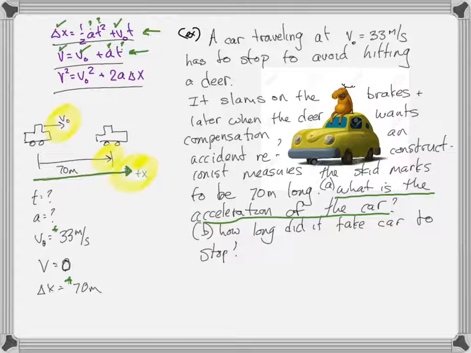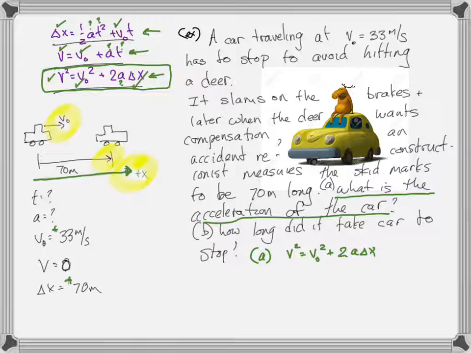But let's look at the third equation. I know v. I know v0. I don't know a, and I do know delta x. So it's one equation and one unknown. So the easiest equation to use to solve this problem is going to be equation 3. So to answer part A, I can take equation 3, v squared equals v0 squared plus 2a delta x, and go ahead and plug in my numbers.